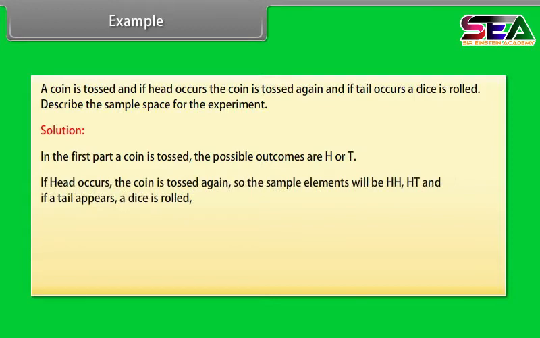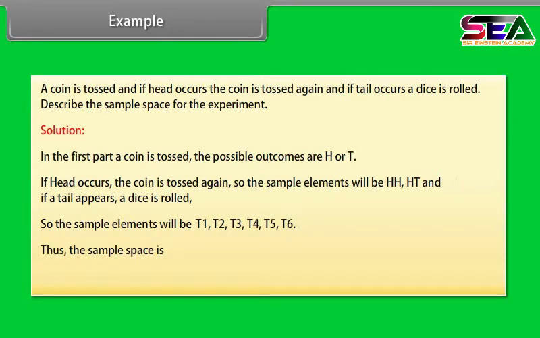If head occurs, the coin is tossed again. So the sample elements will be HH, HT, and if a tail appears, a dice is rolled. So the sample elements will be T1, T2, T3, T4, T5, T6. Thus, the sample space S is equal to HH, HT, T1, T2, T3, T4, T5, T6.